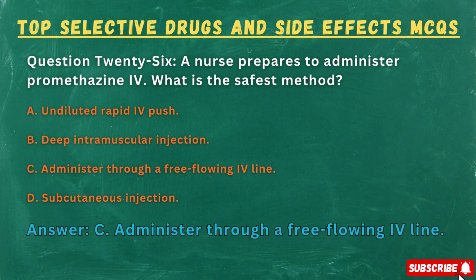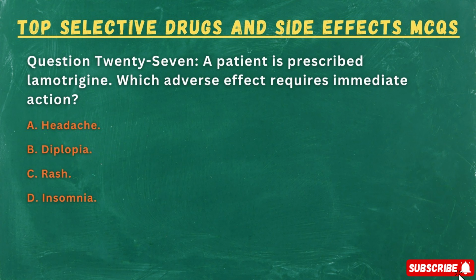Answer: C. Administer through a free-flowing IV line. Question 27. A patient is prescribed lamotrigine. Which adverse effect requires immediate action? A. Headache. B. Diplopia. C. Rash. D. Insomnia.